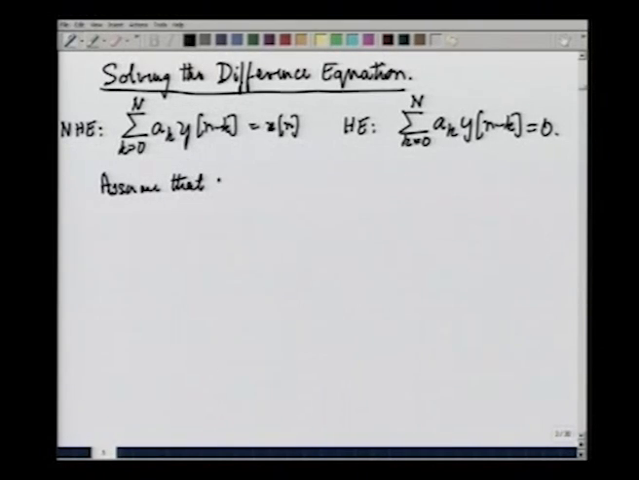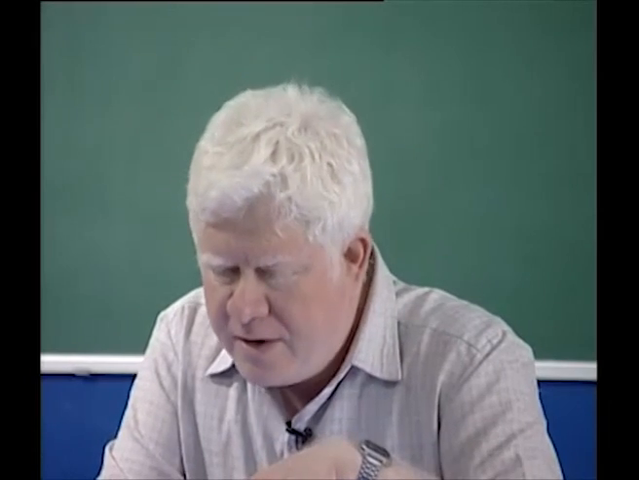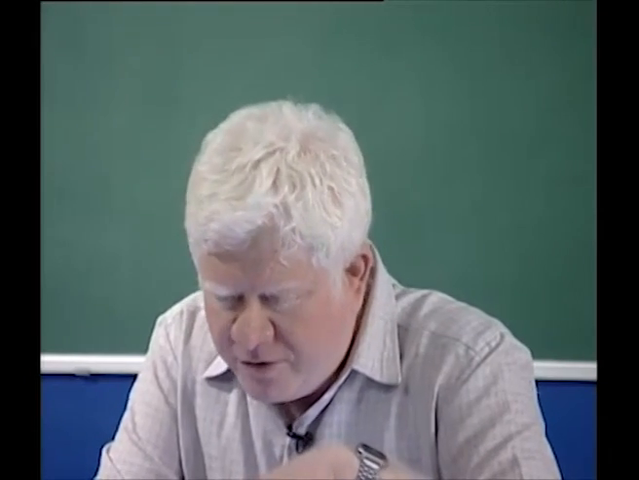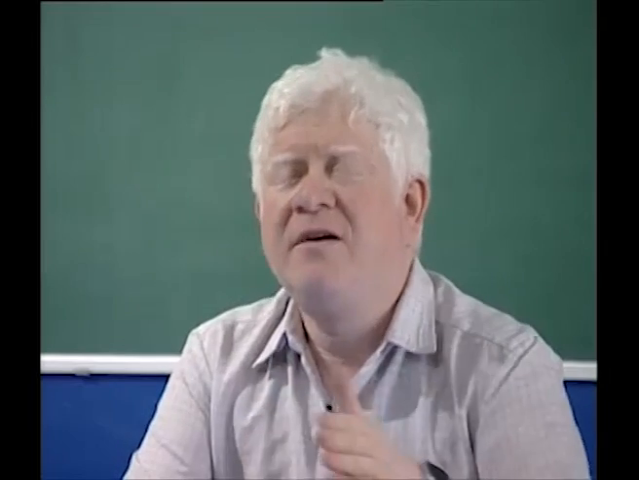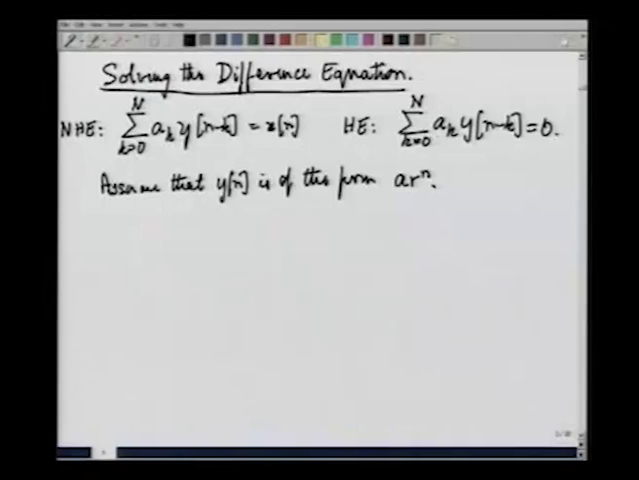that y n is of the form a r to the power n. If we make such an assumption, then it is clear that the factor a r to the power n will appear in every term of this summation, and hence a r to the power n can be factored out to leave behind just a polynomial, an algebraic polynomial in the coefficients a k.